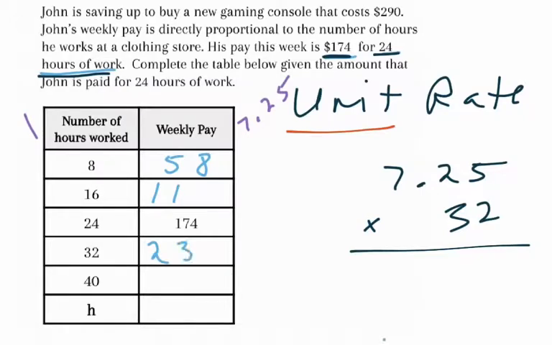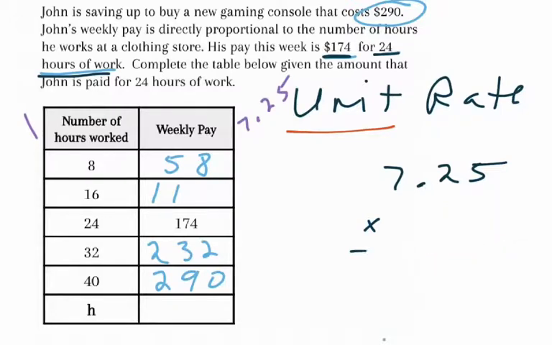So remember, John's trying to save up $290 to get his new gaming console. We're getting close. He's getting closer. 32 hours. What if he works 40 hours? What if he works a full work week here? He works 40 hours and we multiply it. Guess what? If you put it in a calculator, spoiler alert, you're going to get 290. So yeah, John needs to work 40 hours to get that gaming console. That's what this tells us, okay?